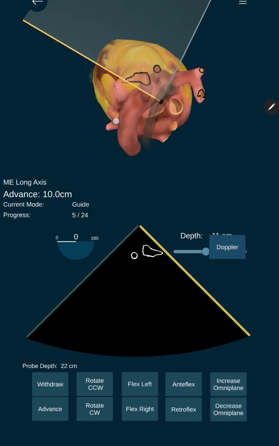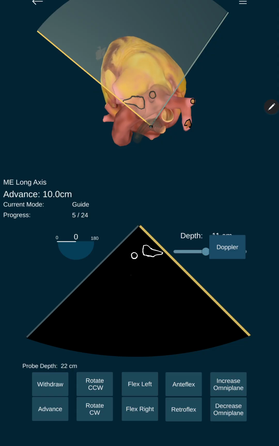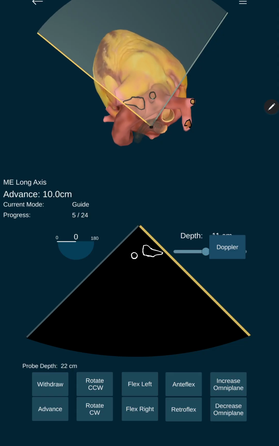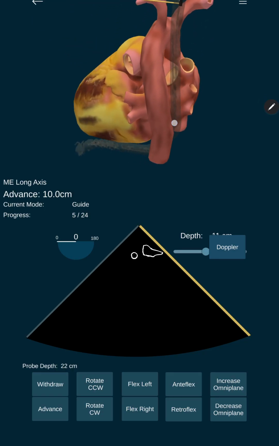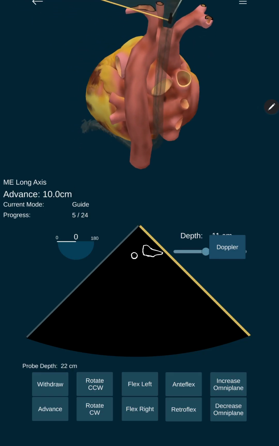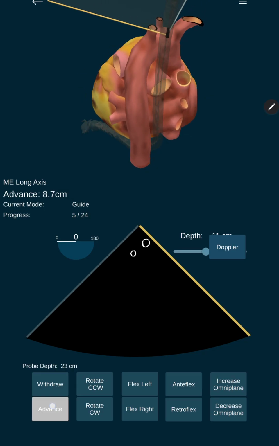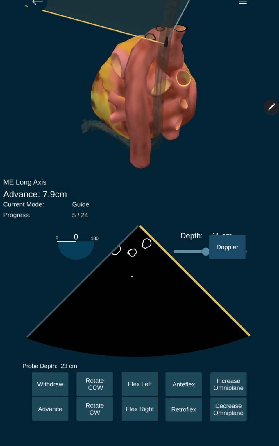Since the rays pass from the probe distally, the structures close to the probe appear at the top of the image in the echo machine. Now once we advance further in the esophagus, we can see the left common carotid, right common carotid, and the left subclavian artery.